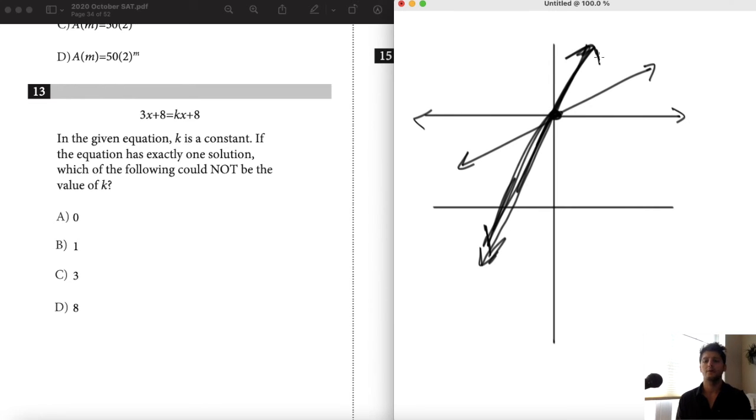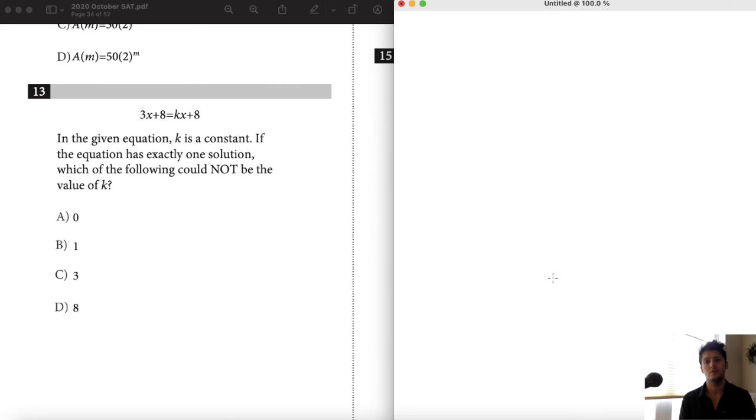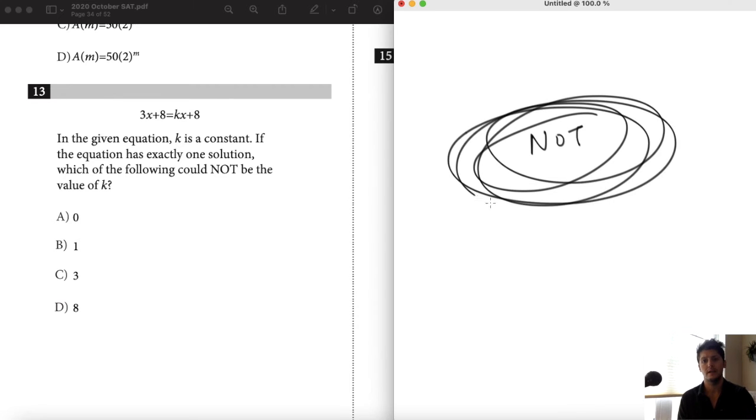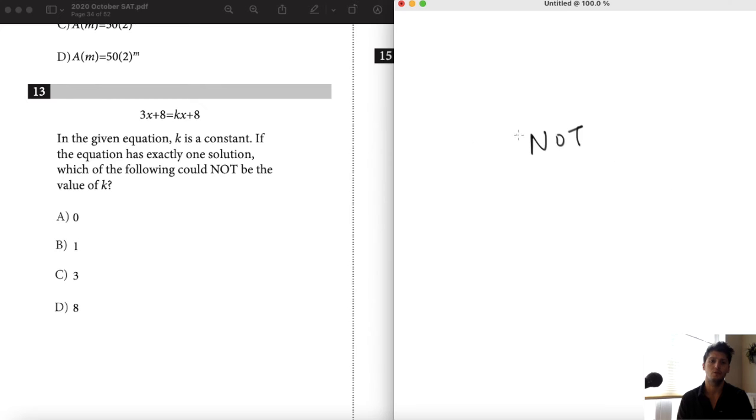Look, one other thing I would say about this is on your test, if you see the word not, don't just assume that you're going to remember it. A lot of people are going to mess it up halfway through. Circle it a bunch or underline it. Do something to make sure you don't walk away from the question having picked something that gives you exactly one solution. Because 3 of the answers will give you one solution, that's not what you want.